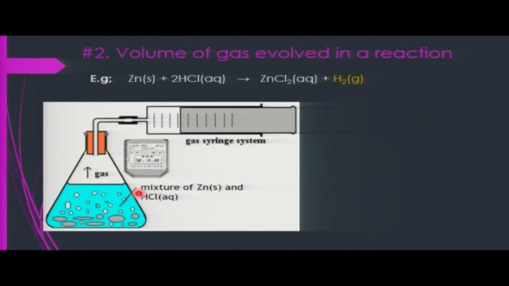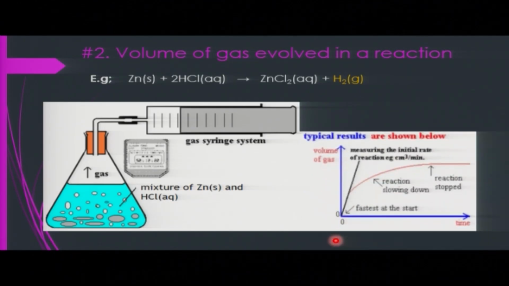So if you mix up zinc and the HCl, the reaction will occur. If you time from the start of the reaction, the amount of the gas being released, you get it from the gas syringe. With time, you can get accumulated data. And so you can also plot the volume of the gas against the time it has taken to accumulate that amount of the gas. So you would end up having a curve of this category.